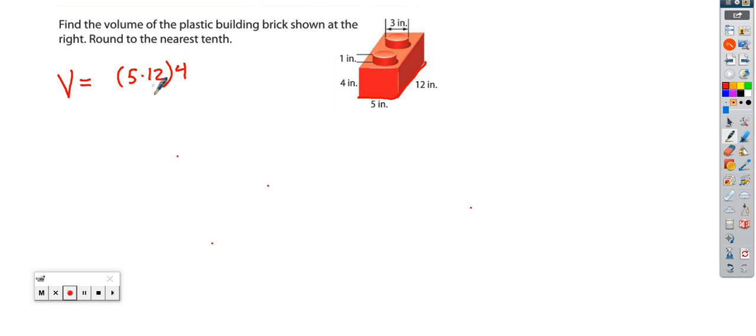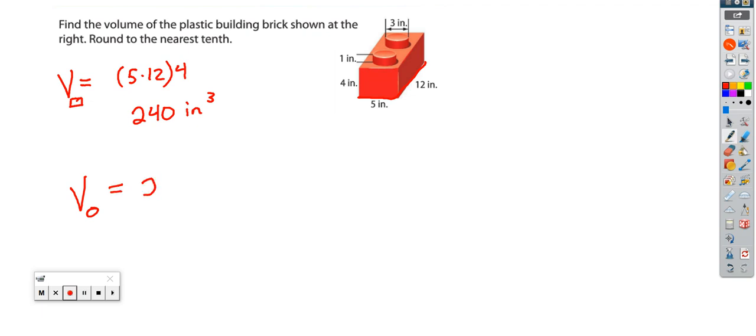5 times 12 is 60. 60 times 4 is 240 inches cubed. So that's the volume of my rectangular prism. Now I need to find the volume of my 2 cylinders. The first thing I'm going to do is put a 2 out there because I just need to find the volume of one of them and multiply it by 2, right?